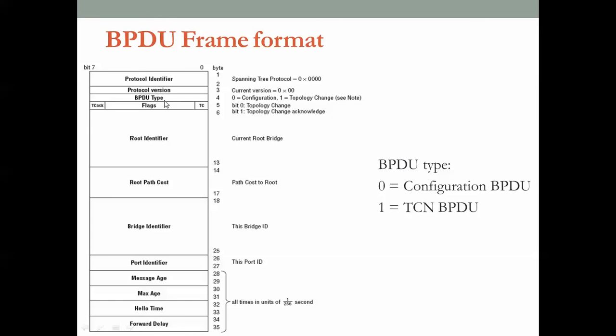If the BPDU type has a 0 value written into it, then it's a configuration BPDU. Configuration BPDUs, as we discussed before, are sent out when a root bridge is to be elected, or when the network is to be configured. But if the BPDU type is set to 1, it indicates a topology change notification. We also have flags, where bit 0 is the topology change, and if that bit is set, then it's a topology change acknowledge. In our last terminology related to STP, we'll see what topology change notification is.